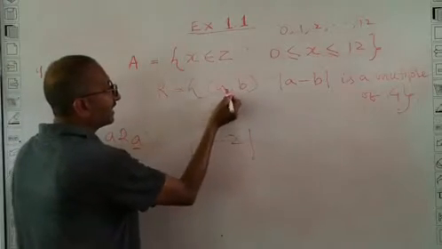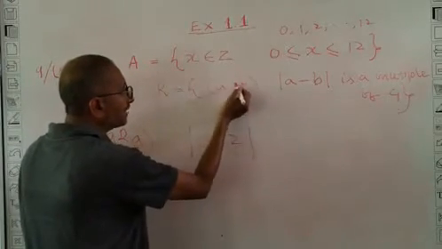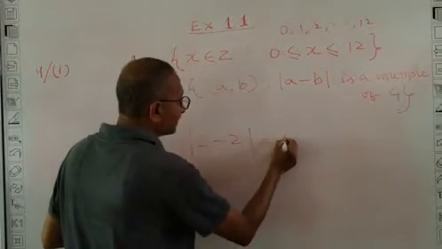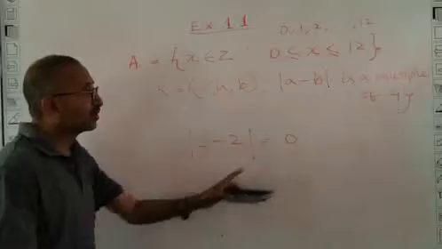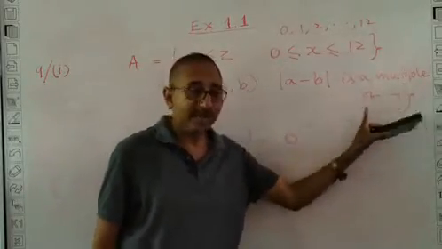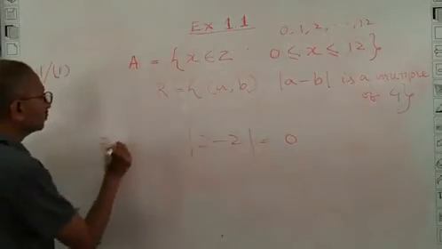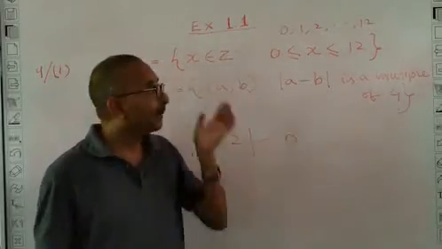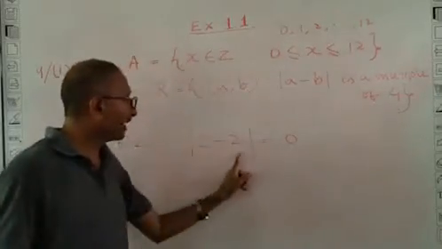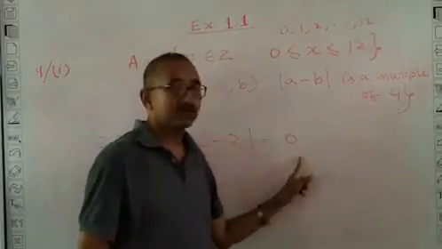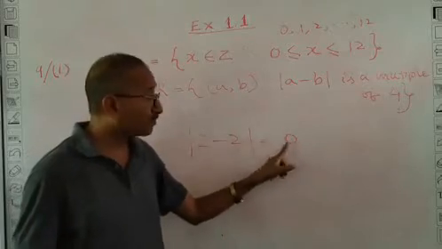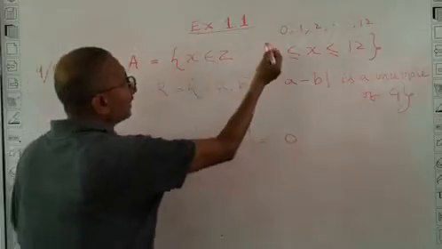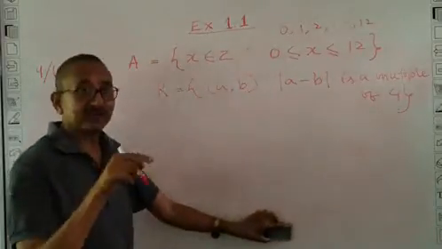So A is related to A means A is 2, B is also 2. What is the answer of this? This is 0, and the modulus of 0 is 0 only. So 0 is a multiple of 4. That means 2 is related to 2. Take 0: 0 minus 0 is 0, divisible by 4. Take 12: 12 minus 12 is 0, the modulus of 0 is 0, which is divisible by 4. That means any element you take from here will be related to itself.